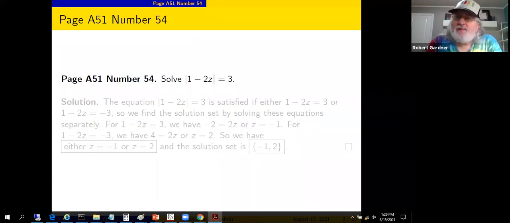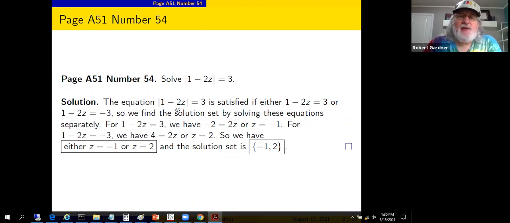Let's do some with absolute values in them. The absolute value of 1 minus 2z equals 3. Copied verbatim out of the textbook. We don't always have to use x for the variable. Let's just, for variety, let's use z. Okay, you can't just drop the absolute value. You do need to get rid of it, but you need to get rid of it in an educated way.